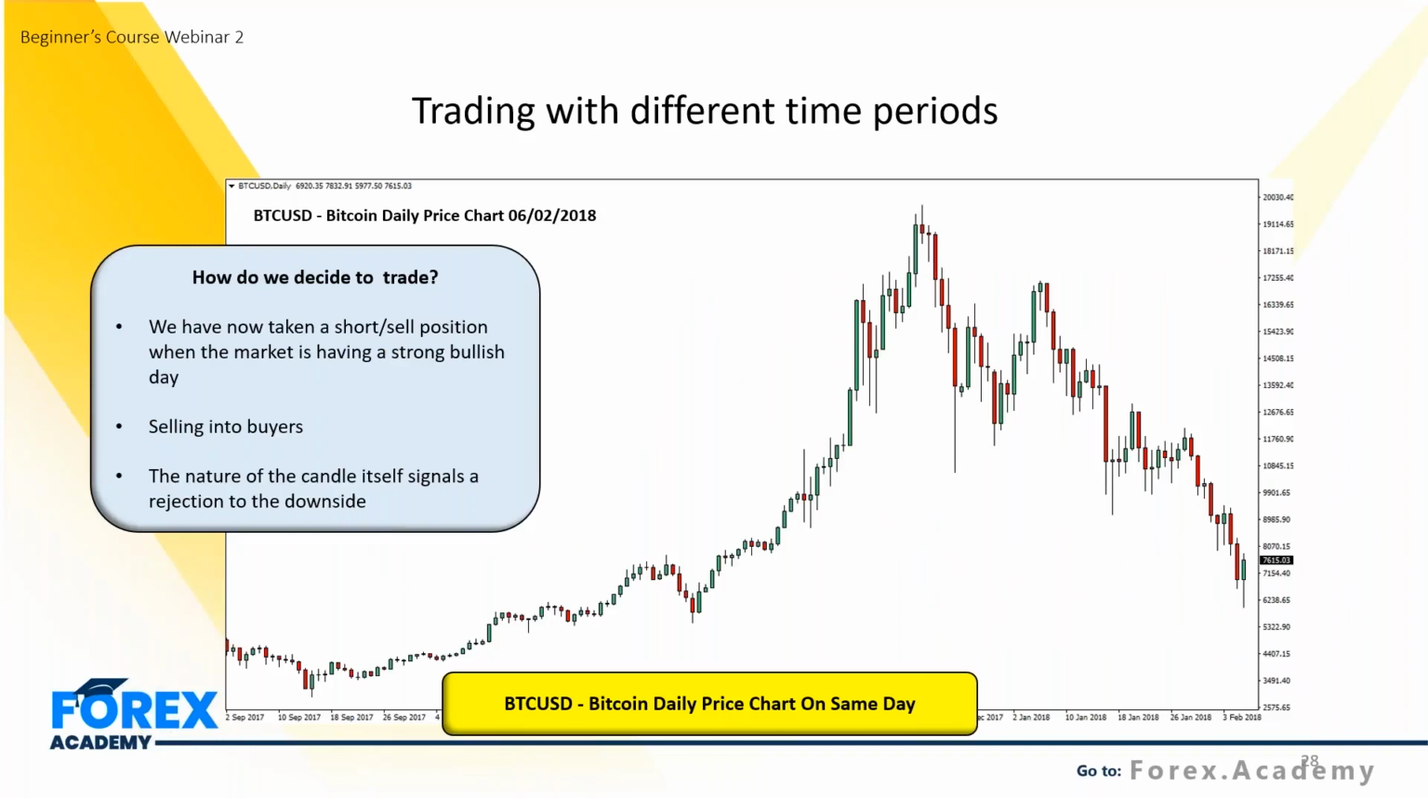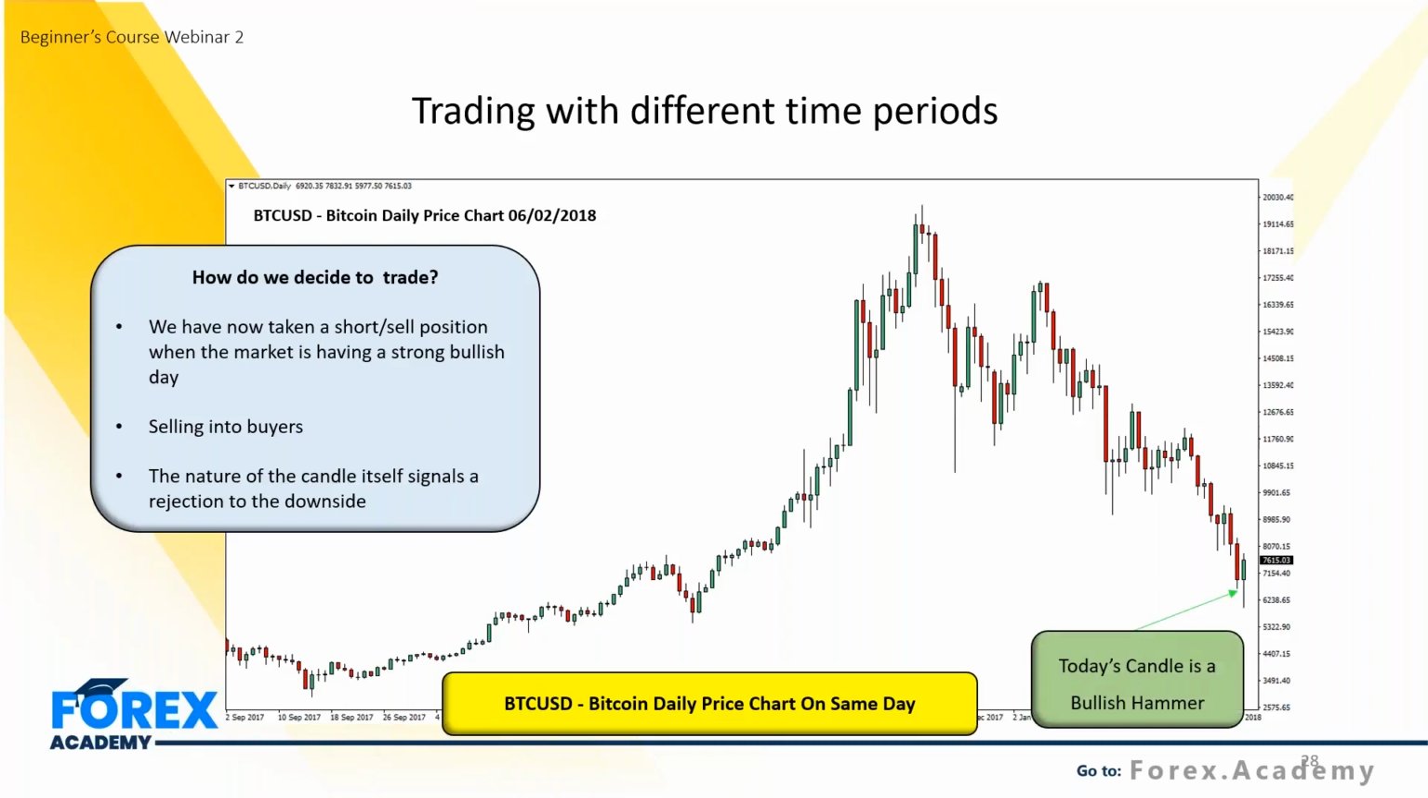Okay, so we've taken a short position. What we're effectively doing in terms of assessing the price action, or the Japanese candlestick, throughout the course of the day is that we're selling into the buyers. So when we break it down, perhaps at this stage it might not give us the best opportunity for a long-term sell trade. The nature of the candlestick itself signals a rejection to the downside.